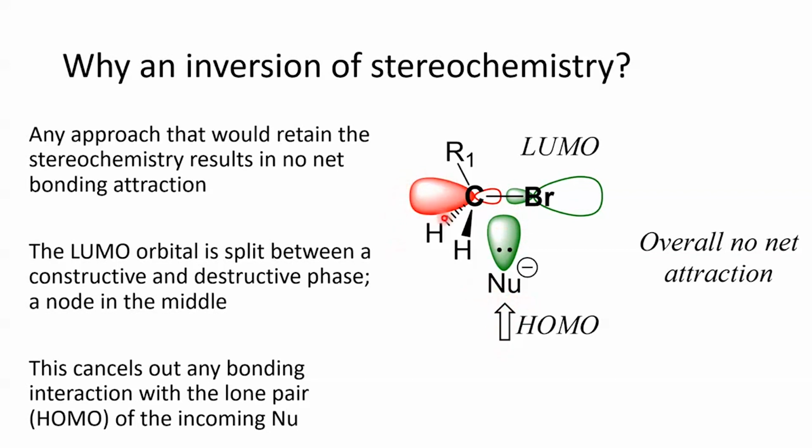It can only come in this direction, overlapping this lobe of the sp3 orbital. You can't attack these two oppositely phased regions at the same time. You get an overall no net attraction, which means no bond is going to form.